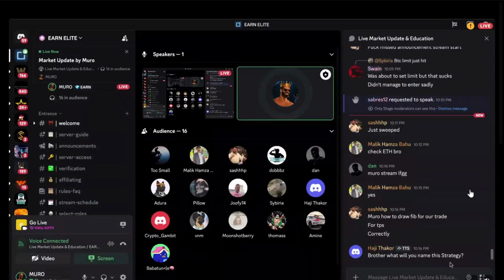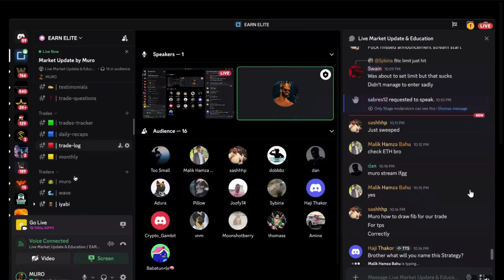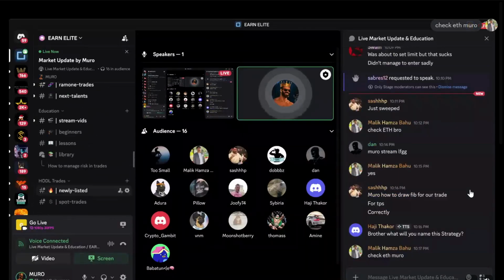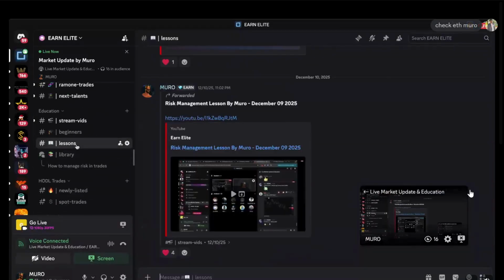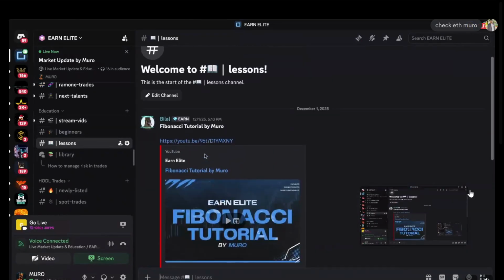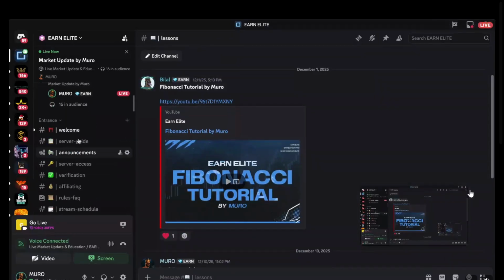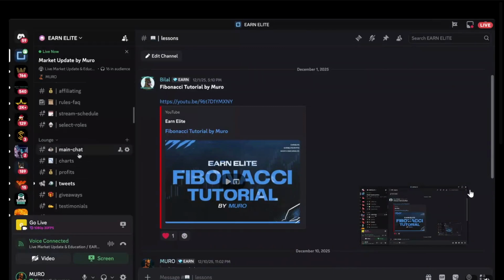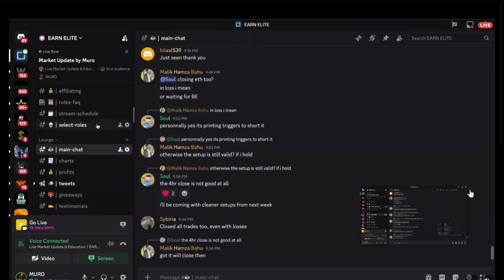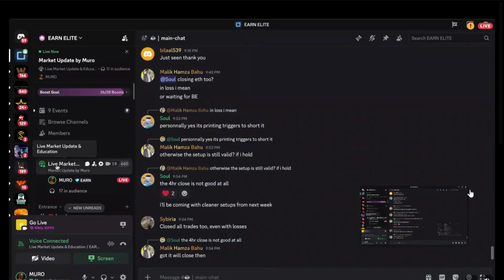What will you name the strategy? Draw Fib. Muro, how to draw Fib for our trade for TPs correctly. For target. Oh, bro, I have a lesson about that here in the lesson section, brother. Here, lesson section, and the first lesson was about Fibonacci. This one. There I explain how to use Fibonacci for dips and also how to use it for targets. But I will show you real quick now.